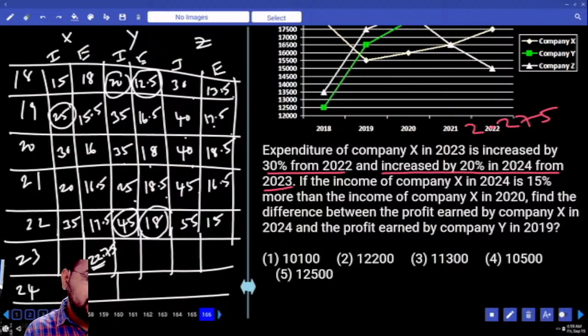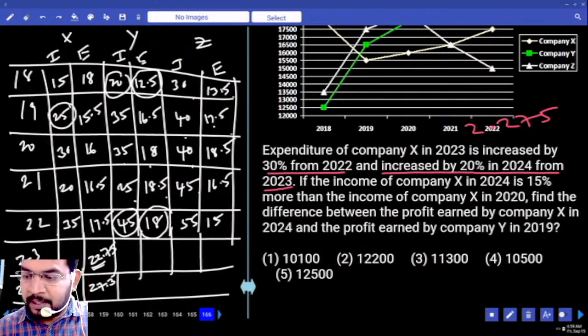So here 26 plus 1.3 is 27.3. Are you clear? 0.55 and 0.75 gives 1.3 only. Are you okay? Next.